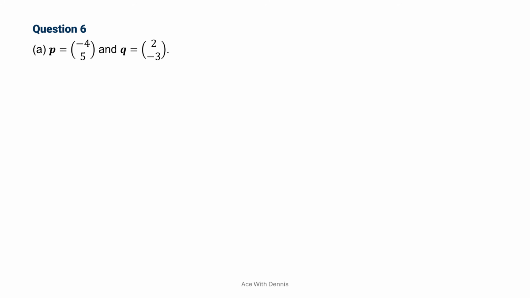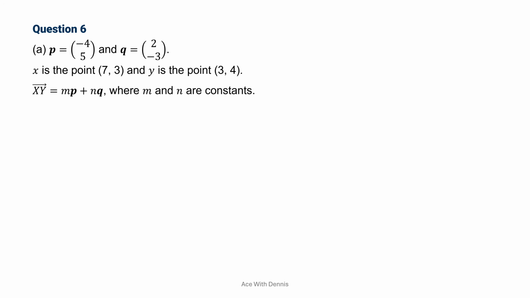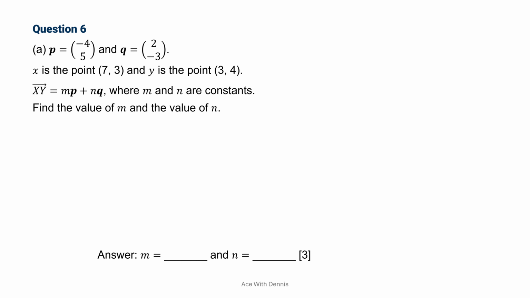Question 6. A. Vector P equals (-4, 5) and vector Q equals (2, -3). X is the point (7, 3) and Y is the point (3, 4). Vector XY equals M vector P plus N vector Q, where M and N are constants. Find the value of M and the value of N. 3 marks.